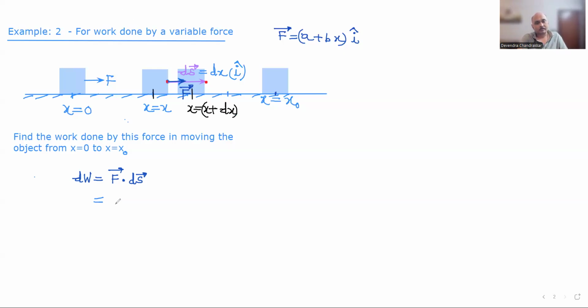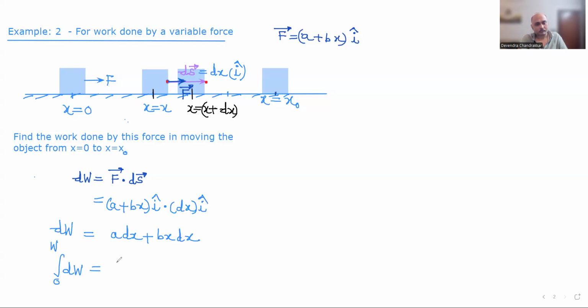So now this is a plus bx I cap dot dx I cap. So this is a dx plus bx dx, and this is dW. I hope all of you understood this. Yes or no?